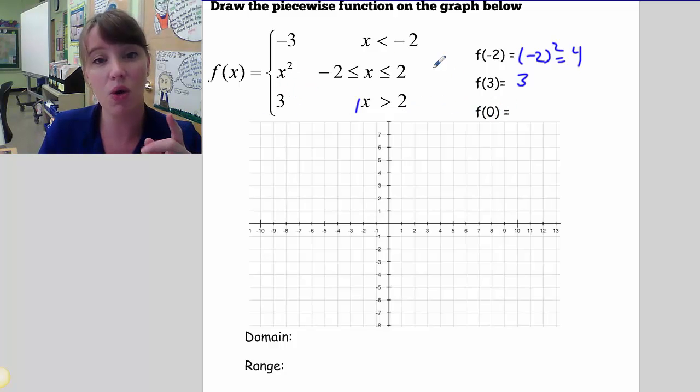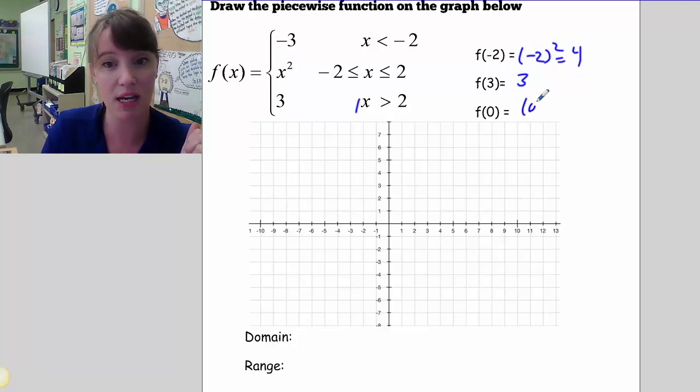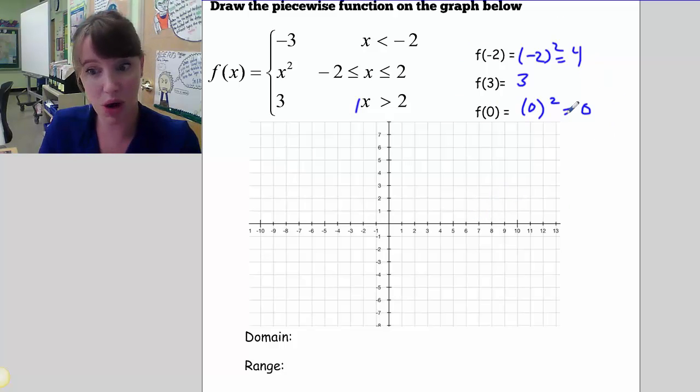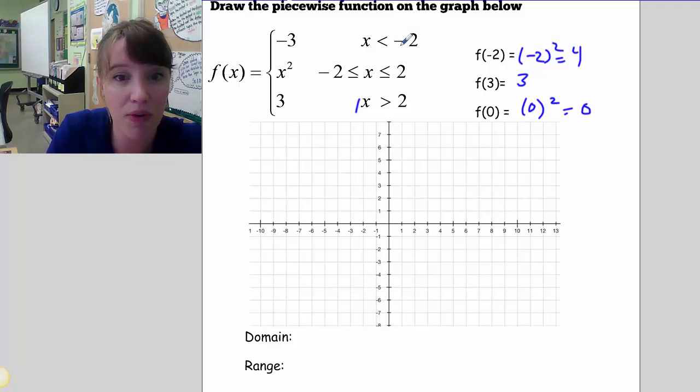Because if the input is greater than 2, then it's going to jump to this. Okay, f of 0, well, 0 is in this range, so we're going to go by the rule here, and that just says take the input and square it, which is 0. Okay, that's just a way to determine some of the output values. Now, let's look at the values of -2.